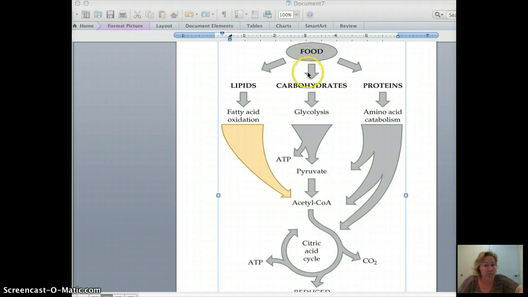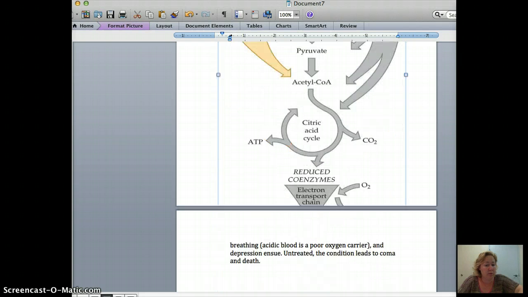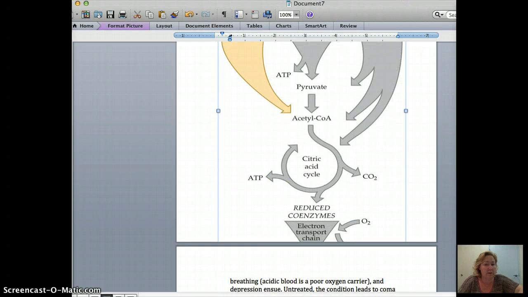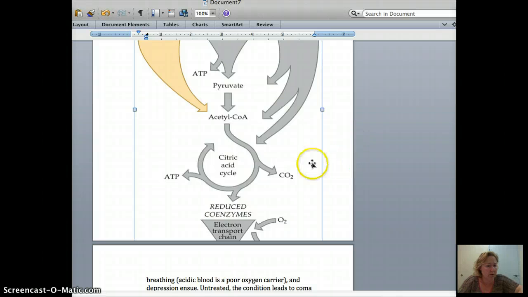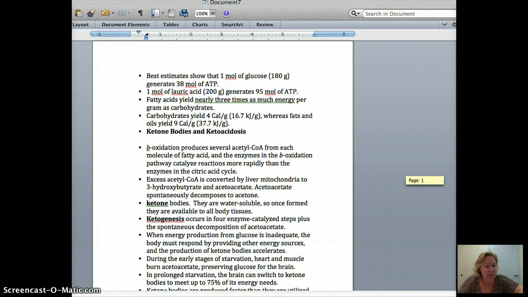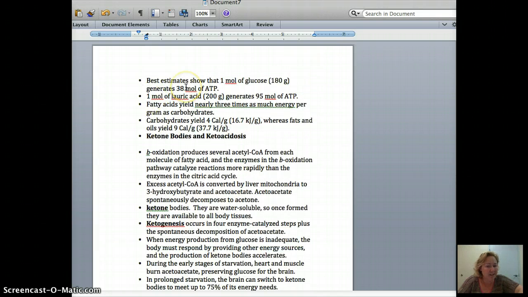So we've done this. We've reviewed it. Carbohydrates go to glycolysis. You get some ATP, you get some pyruvate, you get some acetyl-CoA. Go down here and you get some coenzymes. I'm going to move this over so that hopefully I'm not in the picture. I don't know, I probably still am. And then you get the electron transport chain, right? You get from this about 30, 32, 38, something like that ATPs.